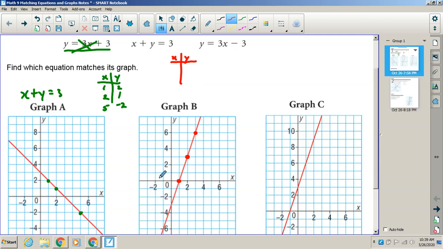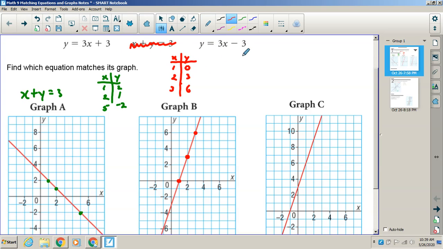What is this? 1 over and 0 up. So that's 1, 0. This one is 2, 3. And this one is 3, 6. So those are 3 points that I chose that are on this line. Now I know that x plus y equals 3 is no longer available, because we've established that the first graph belongs to that one.